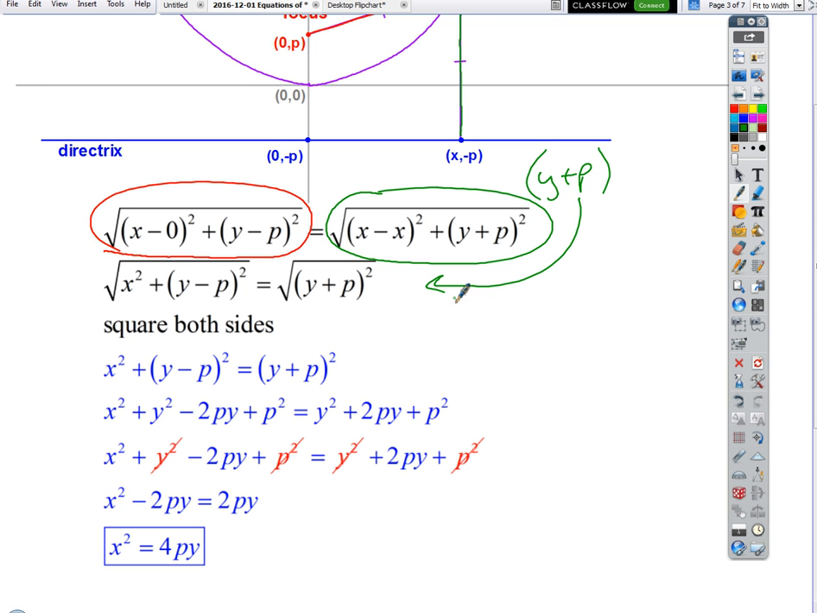And then when we square both sides to get rid of the square root, here's what we get on the left side. And here's what we get on the right side. Either way, whether we did it the way I've got written down here in black, or if we had just started with y plus p, made the distance simpler, and then squared that, either way you get y plus p quantity squared, right? Make sense?